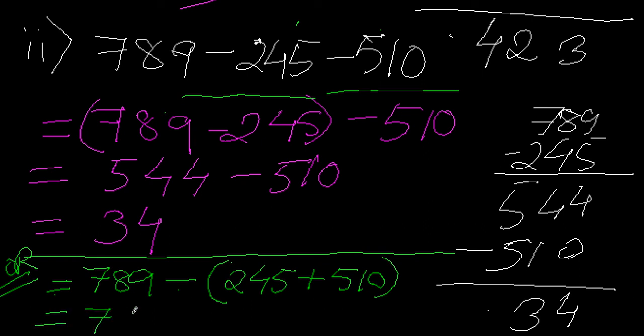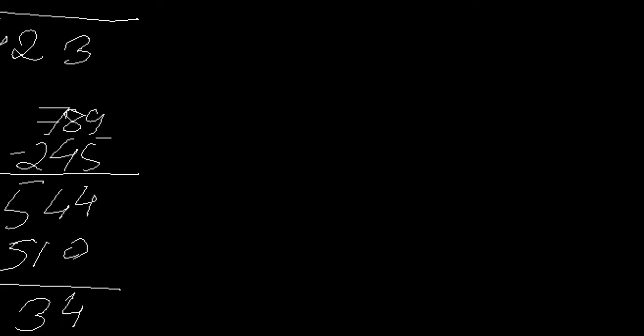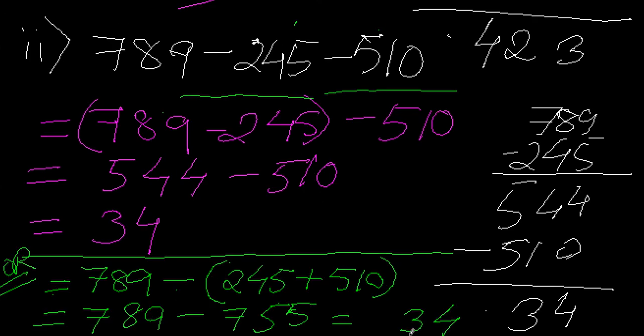So next line will be 789 minus the sum of these two numbers, which will be 5 plus 0 will give you 5. 4 plus 1 will give you 5. 2 plus 5 will give you 7. And then you can subtract these two numbers. Let me do it this horizontal way only. First, 9 minus 5 will give you 4. Then 8 minus 5 will give you like 6, 7, 8, 3. And 7 minus 7 is 0. So you see, you get the same answer actually, right? You get the same number, 34 here, 34 here. So whichever method is convenient for you, you can follow that.